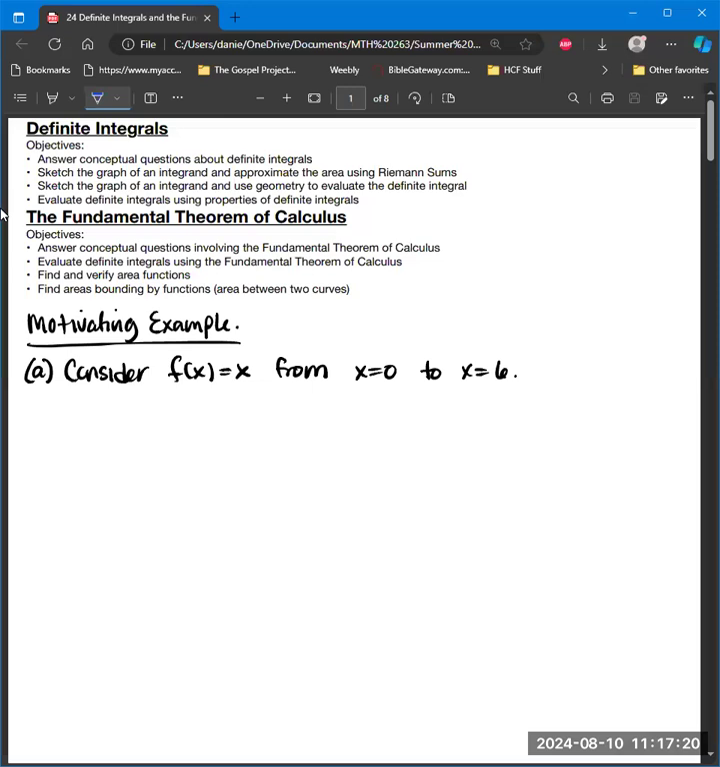We're going to evaluate definite integrals using the property of definite integrals. The fundamental theorem of calculus, I talked about that a little bit last time. We're going to answer conceptual questions involving the fundamental theorem of calculus. We're going to evaluate definite integrals using the fundamental theorem of calculus. We'll find and verify area functions. We'll find areas bounded by functions, the area between two curves.